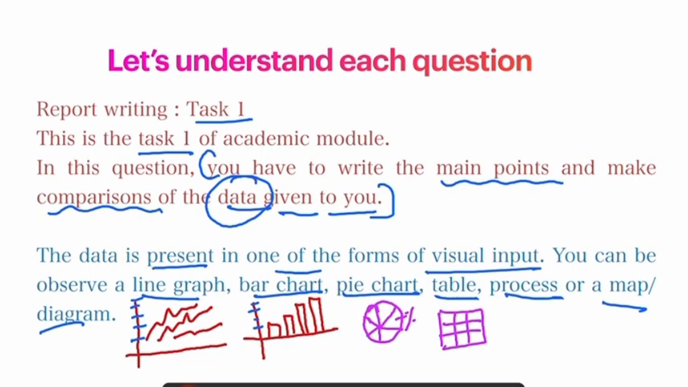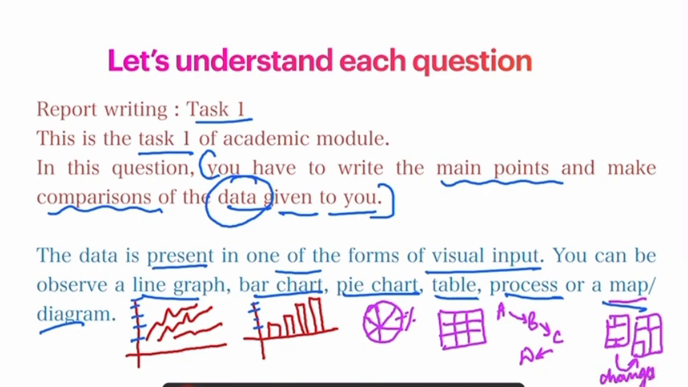In the case of a process, you can have any process which switches something from A to B to C to D and so on, depending on the number of steps which are involved. So basically you have to tell how this process is going on and how one thing is being manufactured from scratch. In the case of a map, you can have a layout of a place or any layout of an office, building, town or city, and you have to tell what the major changes are.